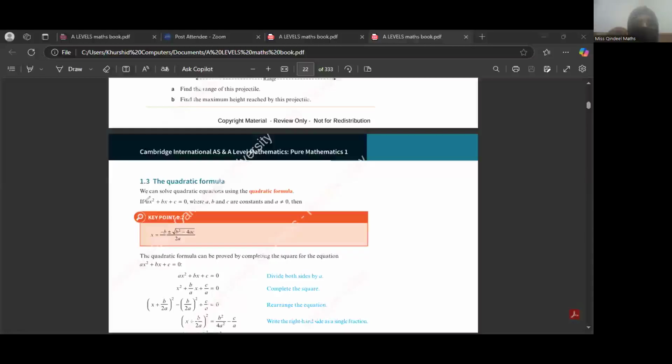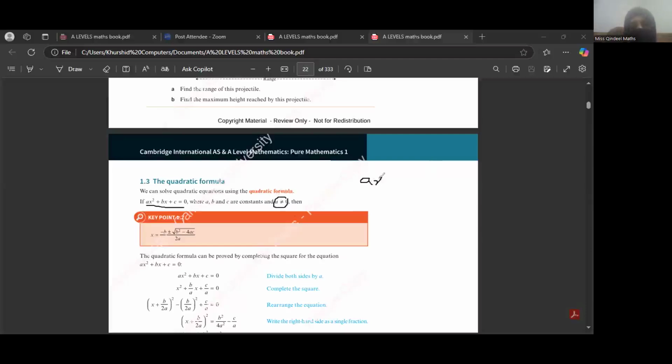Any equation of the form ax² + bx + c = 0 is called a quadratic equation, where a, b, and c are the coefficients of x², x, and the constant term. These must be constants or real numbers. But there is a strict condition that a is not equal to 0.